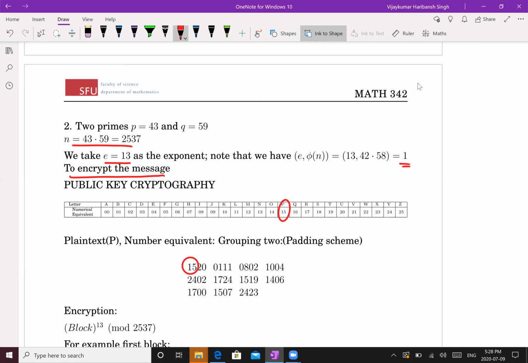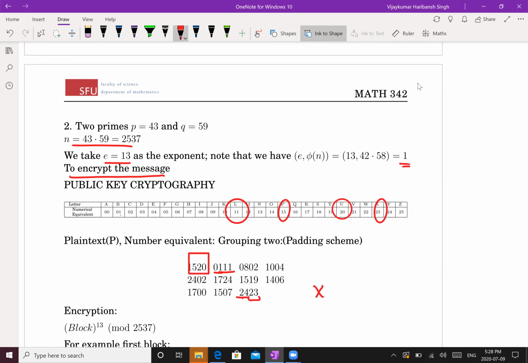Then you have U, which is 20. So you see the first one is 15 and 20. Then he chooses the next one. So B is 0, 1, so 0, 1. L is 11, so 11, and so on and so forth. And the last one is Y, which is 24, and you just keep it in pairs, as a 4-digit block. He basically pads it with an extra 23, which is the symbol for X.